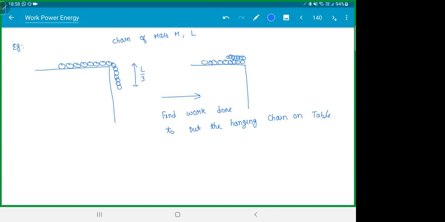Someone is getting disconnected a lot. Try. You have a chain of mass m and length L, and L by 3 is hanging outside. How much work do you have to do to pull this L by 3 hanging part back on the table?